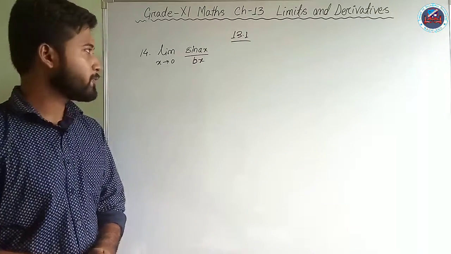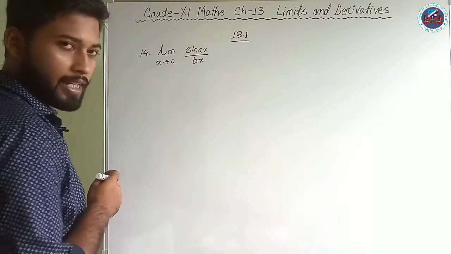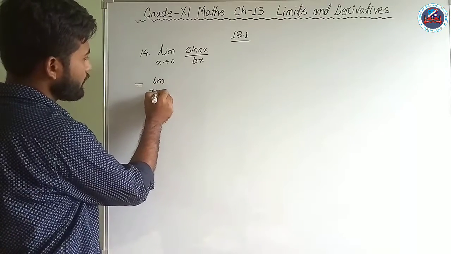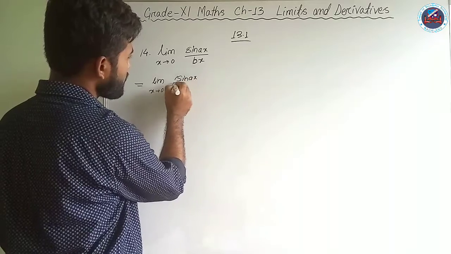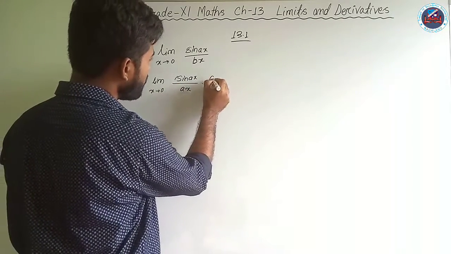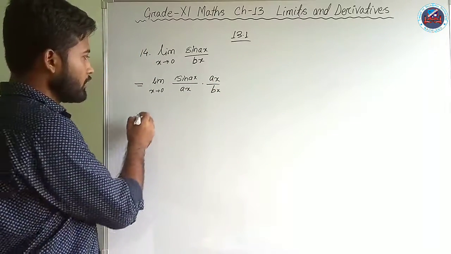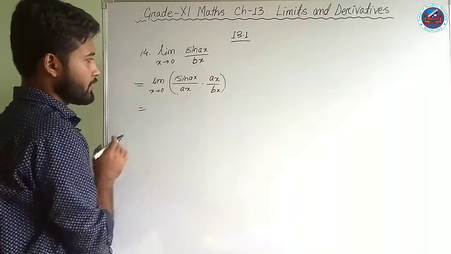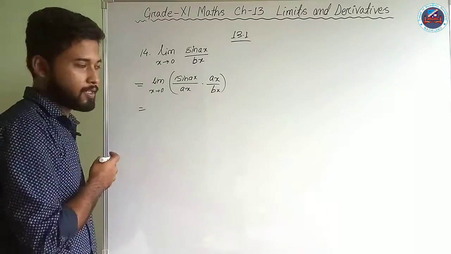Now let us see question number 14. Here it is given, find the limit of sin ax by bx. So how to do it? I can write limit x tends to 0 sin of ax divided by ax into ax by bx. Okay, now what is this? Actually I can give it in a bracket, since it is the same function here. I'm just manipulating it. I can cancel out the ax and x and I'll get the same function.